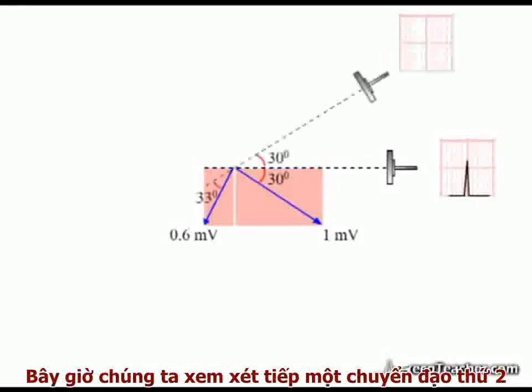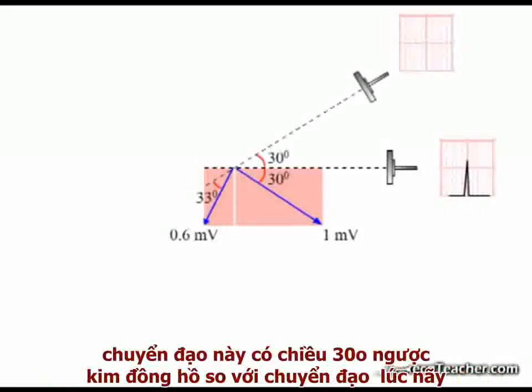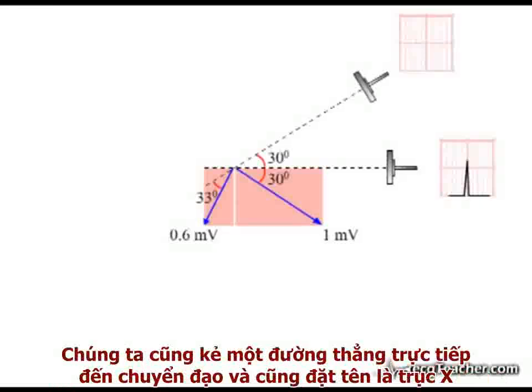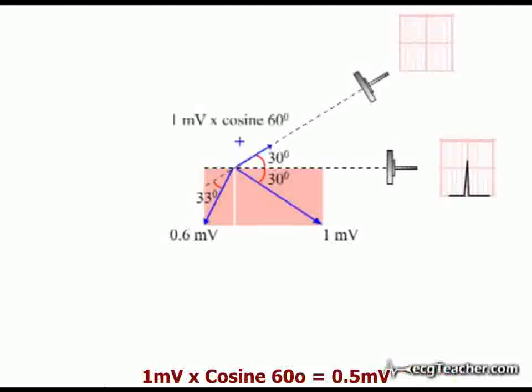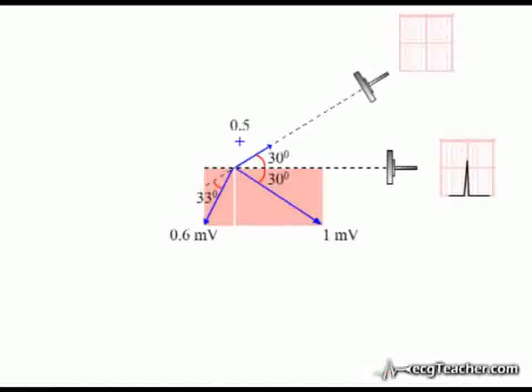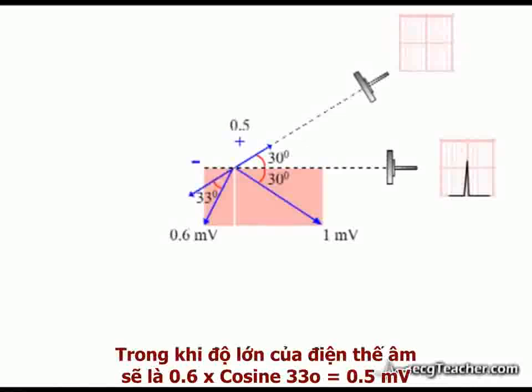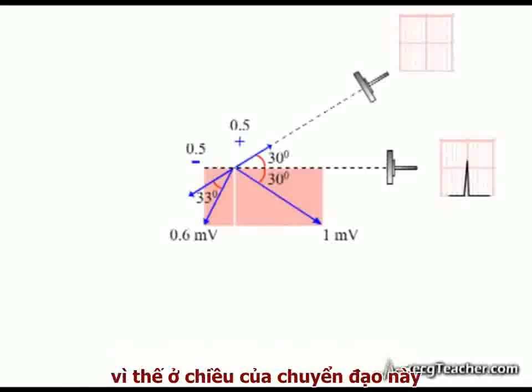Now consider a second lead sensing these events 30 degrees anti-clockwise from lead A. We let the direct line to this lead define the x-axis, and the magnitude of the positive signal is 1 millivolt multiplied by the cosine of 60 degrees, giving a value of 0.5 millivolts, while the negative signal is 0.6 multiplied by the cosine of 33 degrees. This also computes at 0.5 millivolts.